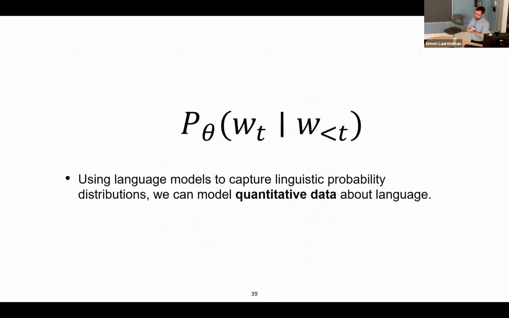So we've seen that using this predictive distribution, using language models to capture linguistic probability distributions, we can model quantitative data about language, about grammaticality, about language processing. What this shows is that this predictive distribution is just a really useful thing to have if you're studying language. But I think it's actually deeper. I think this kind of predictive distribution is an important object to understand in order to understand human language, why it works, why it is the way it is.